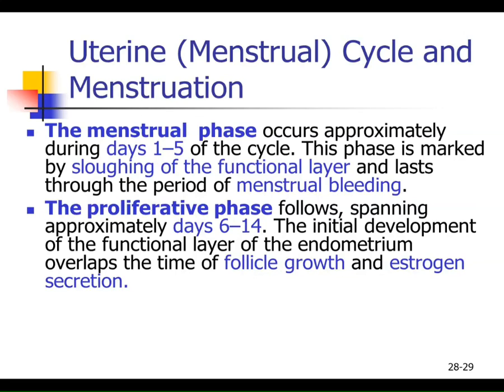Day 14 represents what? Ovulation. So this is all part of what? The follicular phase, right, where the follicle's forming. And at day 14, what happens? Up in the ovary, the egg is released. Okay? So we've got this proliferative phase where we're building up, and we're anticipating the arrival of the embryo.